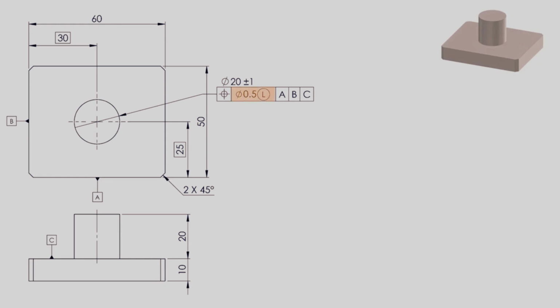Now, what about LMC modifier? What if we apply LMC modifier with position control? For example, if we apply LMC, L and circle, with position tolerance 0.5 mm, so it just reversed to MMC modifier. It means the 0.5 mm position tolerance applied when shaft is at its LMC size, say 19 mm.